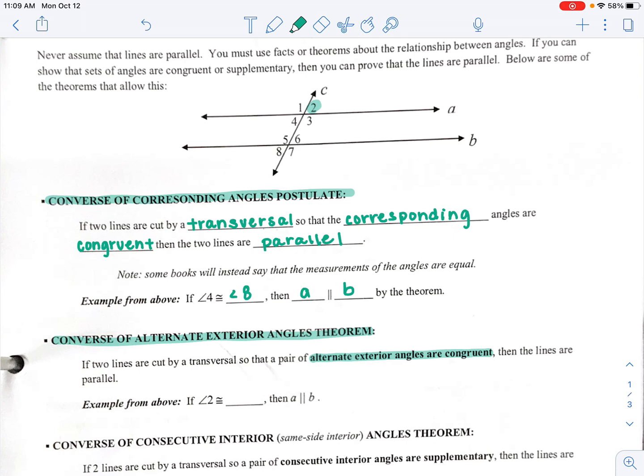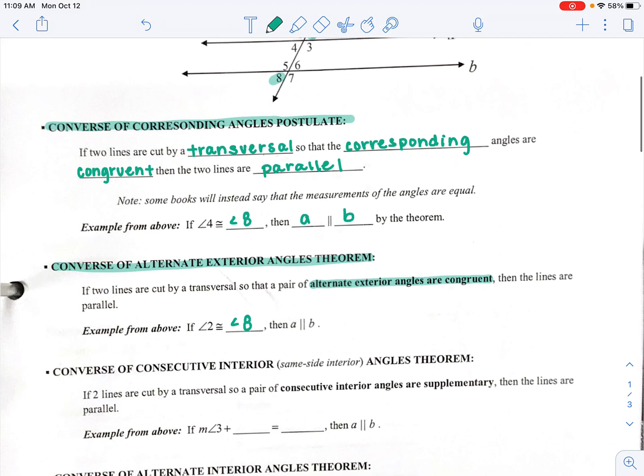So 2 is on the right-hand side. So you're looking for an exterior angle that's on the other side. All right. And that is not next to it. So angle 8 would be your answer. So angle 2 is congruent to angle 8.